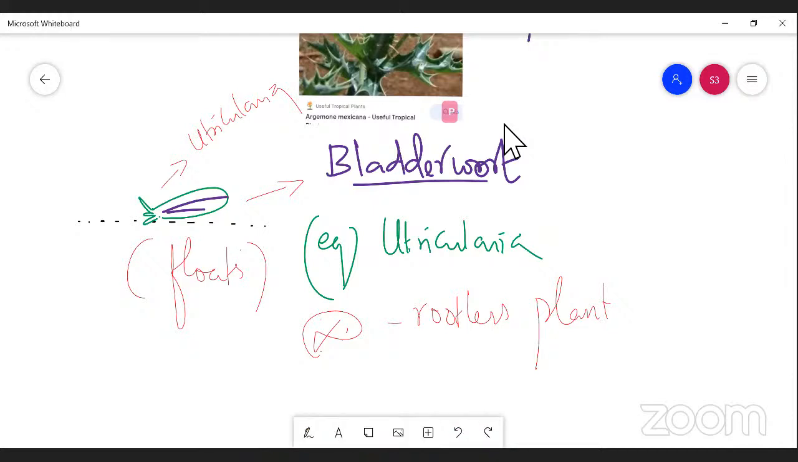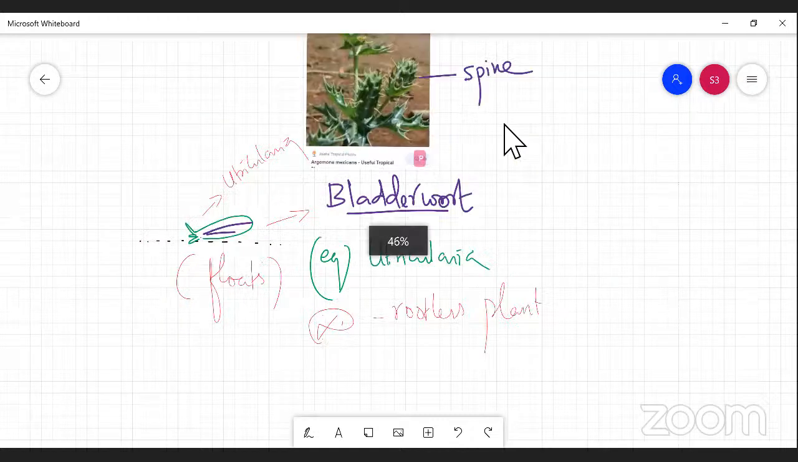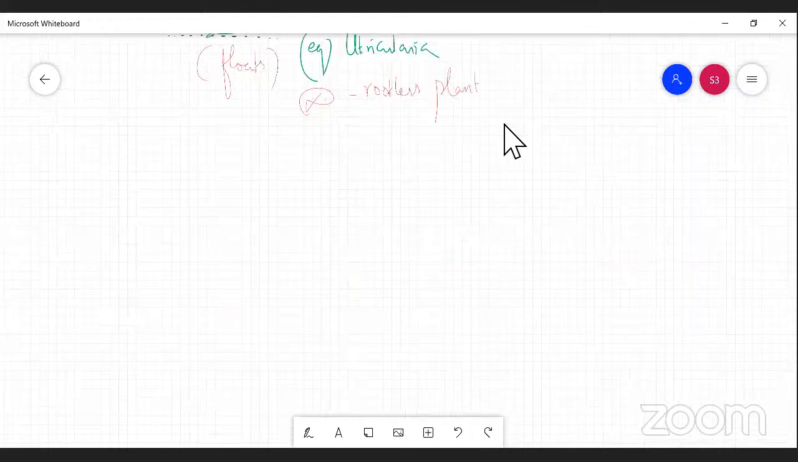And next, floral leaves, right, my dear students? Next, I'm going to talk about floral leaves. This is also one of the leaf modifications, right?